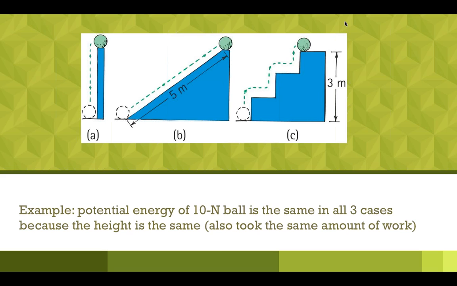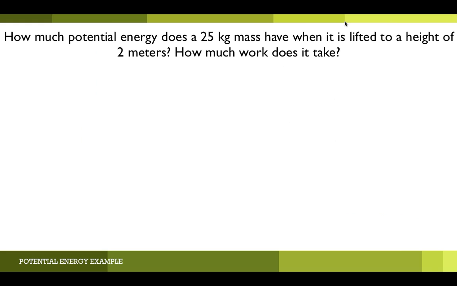So if you're doing work to lift something up in the air, you're using that work to give the object potential energy. So let's look at an example. How much potential energy does a 25 kilogram mass have when it's lifted to a height of 2 meters? And then we can also look at how much work it would take to lift that 25 kilogram mass up to a height of 2 meters.